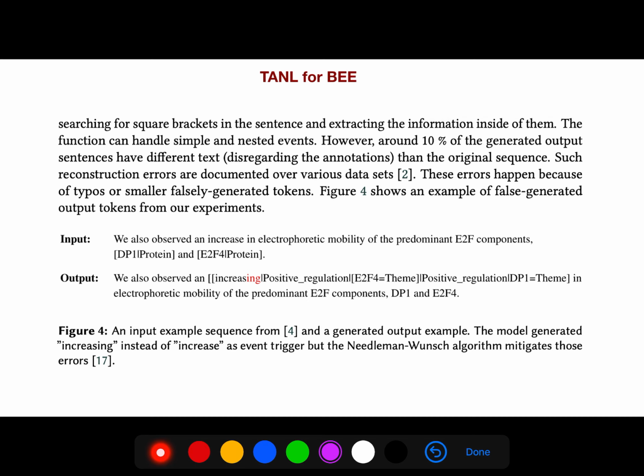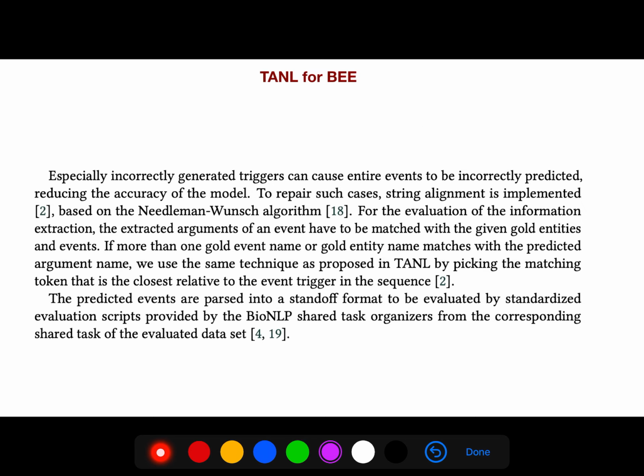So the function can handle simple and nested events, but around 10% of the generated outputs have different text than the original sequence. Such reconstruction errors are documented over various datasets. For example, here the model generated increasing instead of increase as an event trigger. So especially incorrectly generated triggers can cause entire events to be incorrectly predicted, reducing the accuracy of the model. To repair such cases, string alignment is implemented based on the Needleman-Wunsch algorithm.